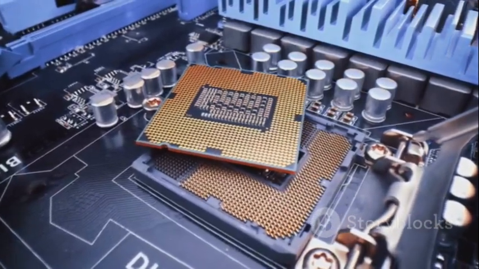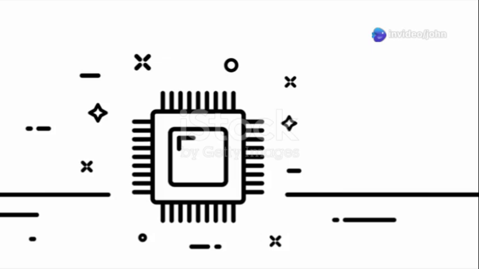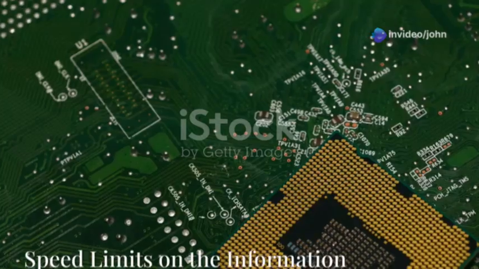These components include registers, which temporarily store data, and the arithmetic logic unit, which performs calculations. The control unit acts as the traffic cop, directing the flow of data along the data path, ensuring everything runs smoothly.